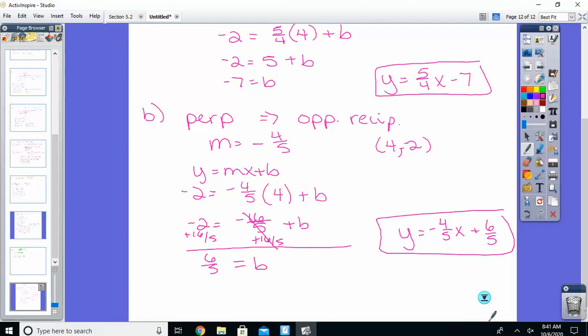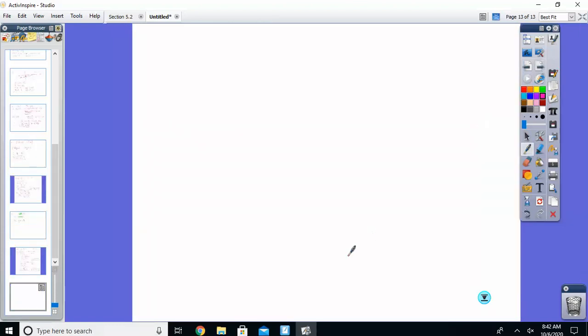Any questions about horizontal and vertical or perpendicular and parallel? So, last page, 1 through 6, solving these equations. What do we need to look at? Number 6. What else? Okay.